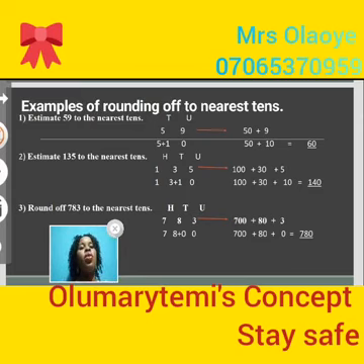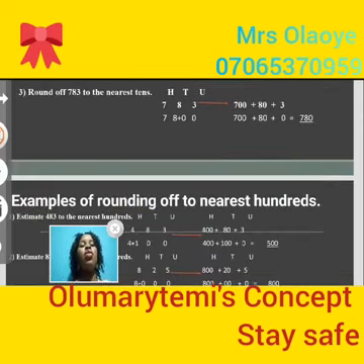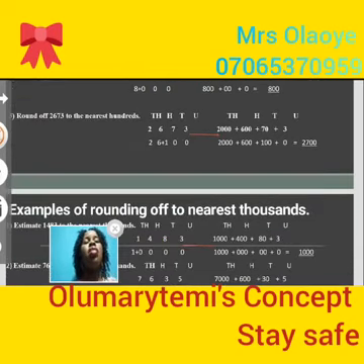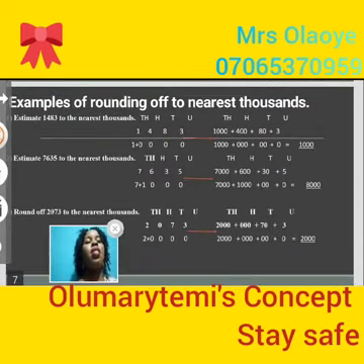We also look at examples of rounding up to the nearest 100, and we said what determines nearest 100 is your tens. If your tens is up to 5 or more than 5, change it to 1, add it to your 100. And we also look at examples of rounding off to the nearest 1,000, and what determines the nearest 1,000 is your 100. If your 100 is up to 5 or more than 5, you change it to 1, add it to your 1,000. So we've come to the end of today's class.